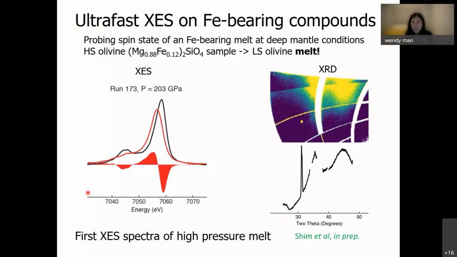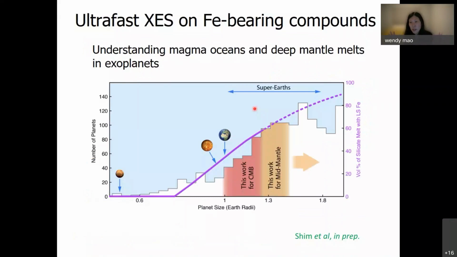So you can look at the spin state of iron in a dense melt. So this is actually the first time that that's happened, and so this study hopefully will get submitted and published soon. And this has relevance for understanding, again, early Earth processes when the whole planet might have been molten, and also looking at exoplanets and super Earths.